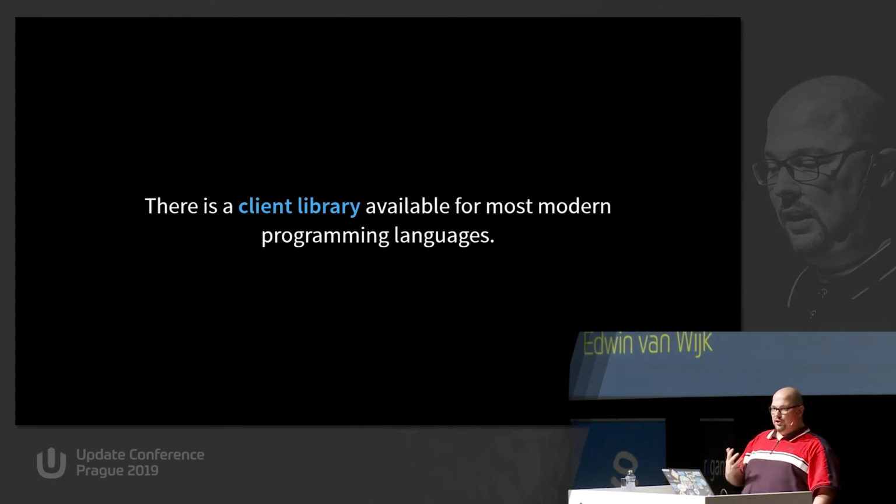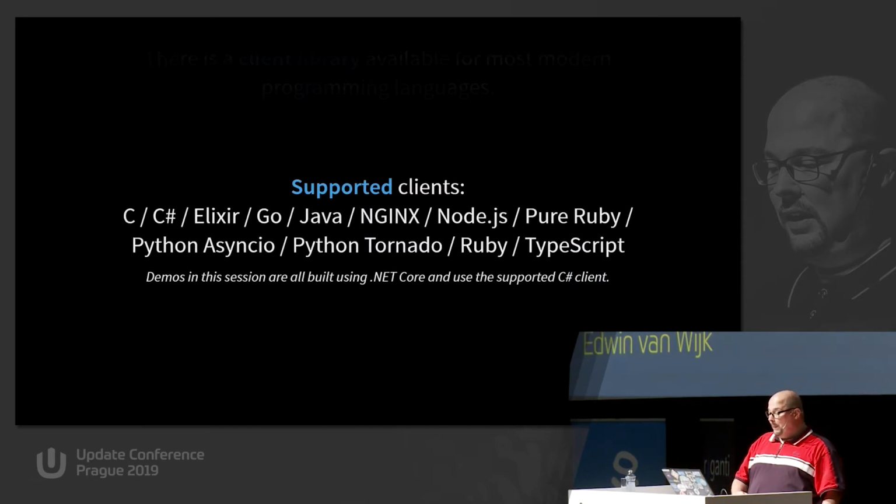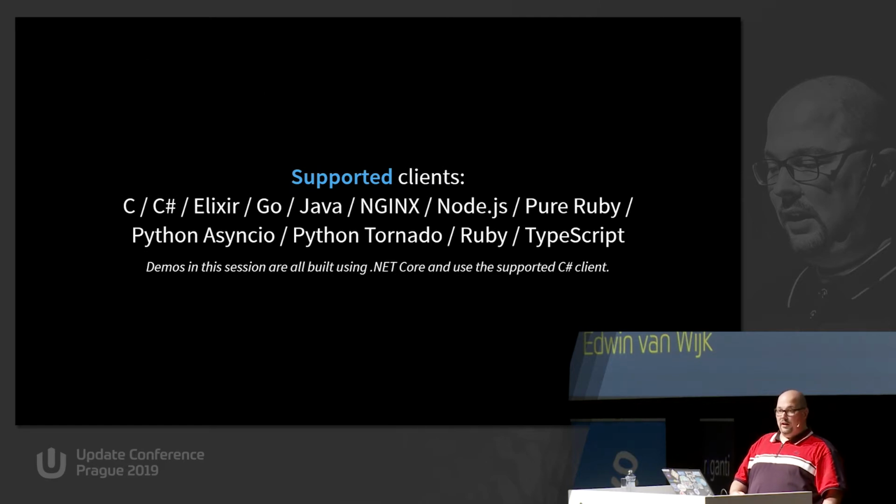If you want to use NATS in your own software, because this is just a server running somewhere that you can use, there's probably a client library available for your programming language or for your platform. These are a couple of the supported clients. They are supported by the creator of NATS. And as you can see here, that's a vast array of programming languages and systems. The demos that I'm going to show you today are all .NET Core, so I'm using the supported C# client library, but there are lots of libraries out there.